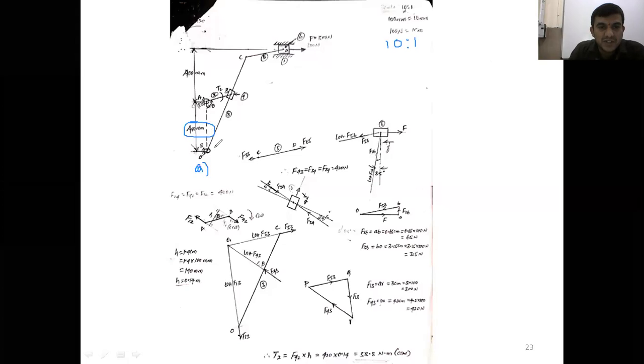Okay, the fixed link you draw from the point A. What is the angle? Theta is given as 105, right? Theta is 105 degree. With respect to AO, I draw a 105 degree line.